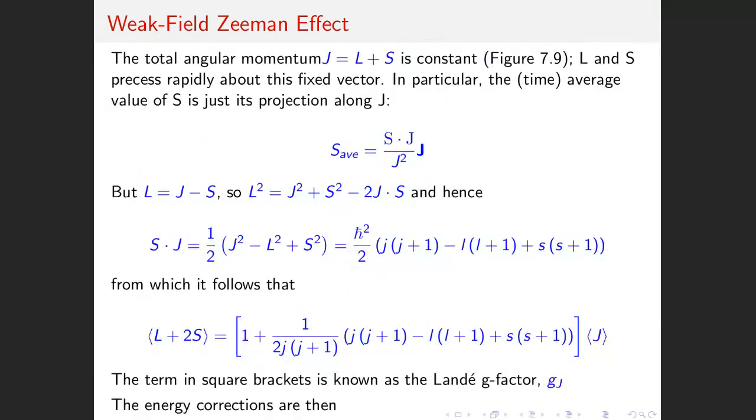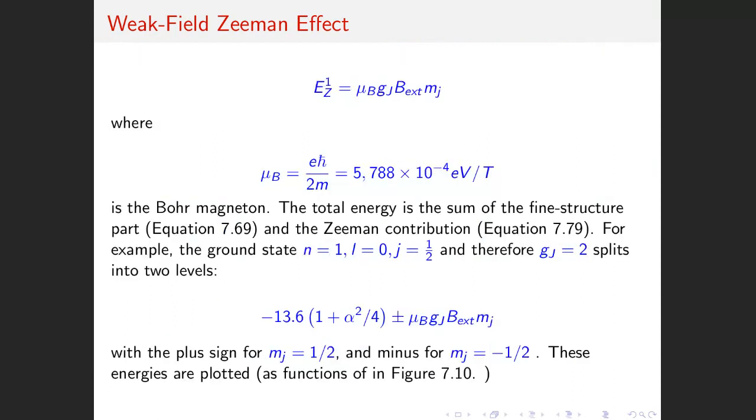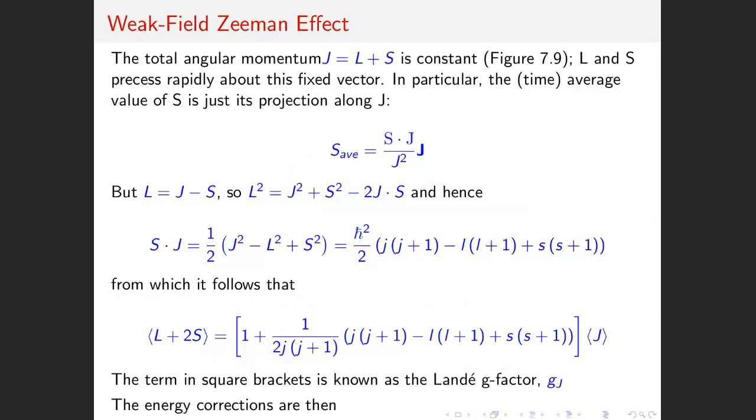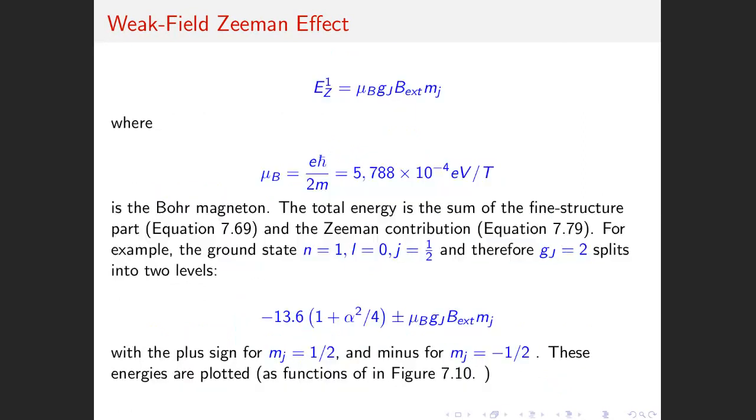So this expectation will somehow depend on this constant, which depends on the total angular momentum, the spin, and also the orbital angular momentum. We just call it Gj, and this expectation will give you some Mj.